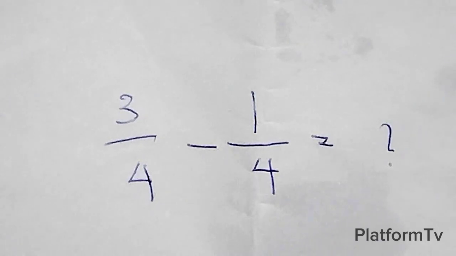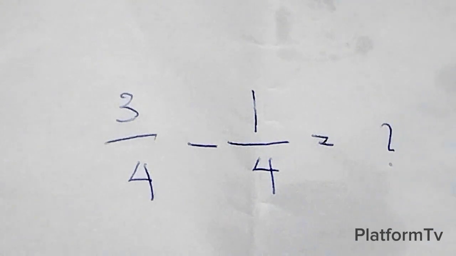So you have 3 over 4, take away 1 over 4. What do you think your answer would be if you said 2 over 4? In a way, you are right. What if I gave you another fraction?